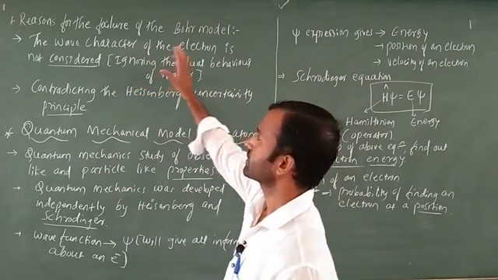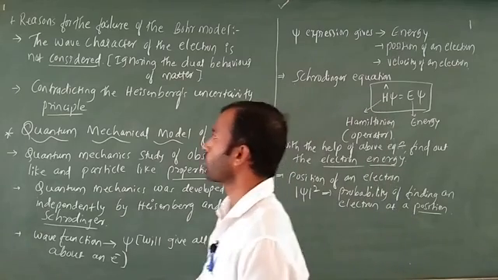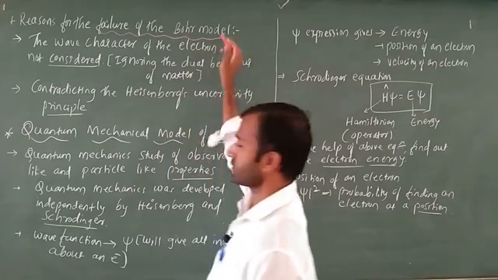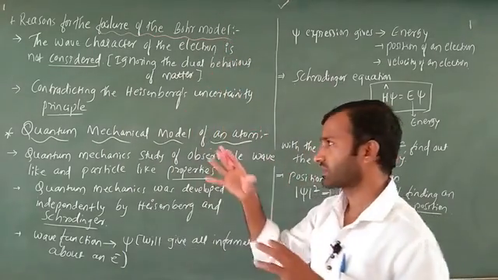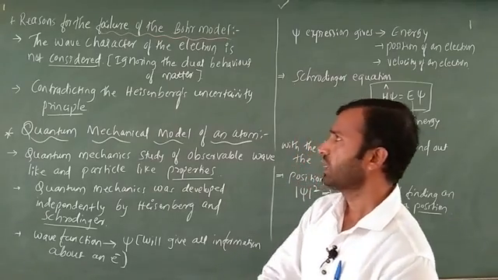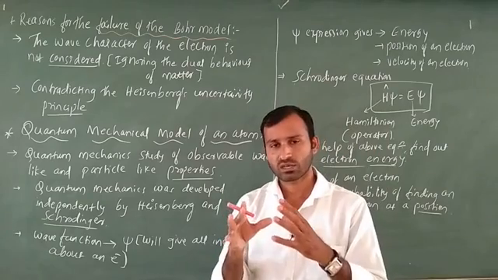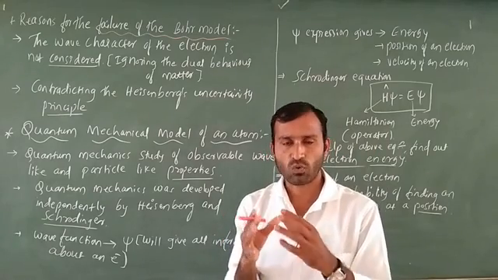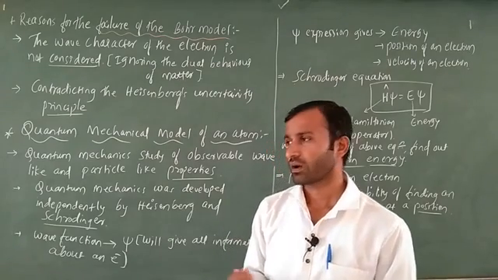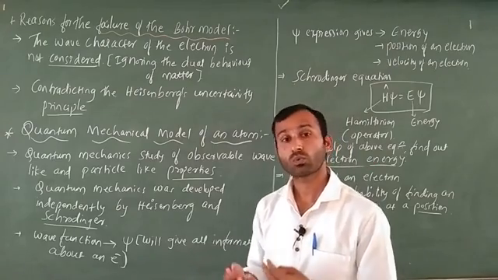In this case, one point is the reason for the failure of the Bohr model. Why did the Bohr model fail? First we studied the Bohr model, after that de Broglie behavior, after that the Heisenberg uncertainty principle. According to Bohr, the electron revolves around the nucleus in quantized circular orbits having a fixed energy. But after de Broglie behavior and Heisenberg uncertainty, that statement fails.